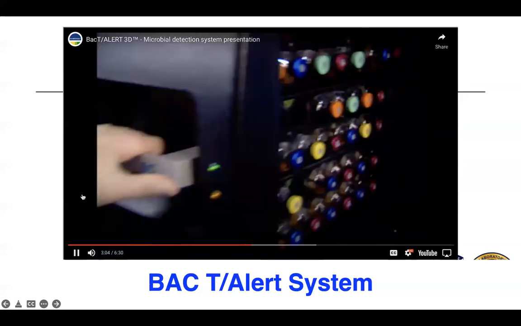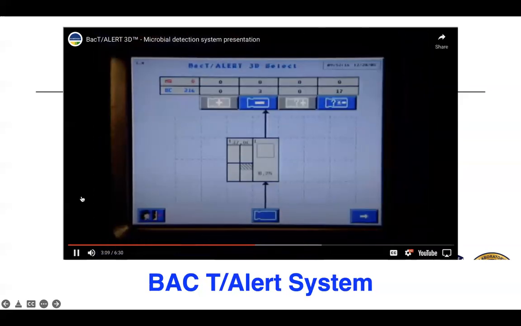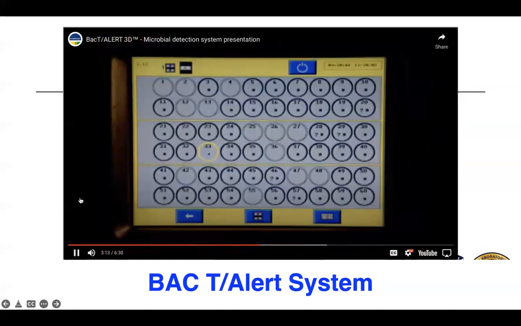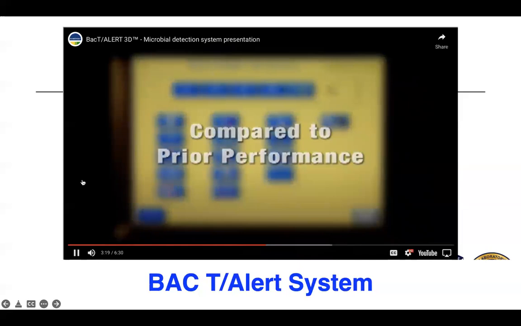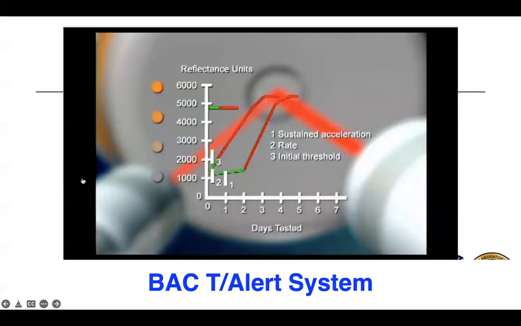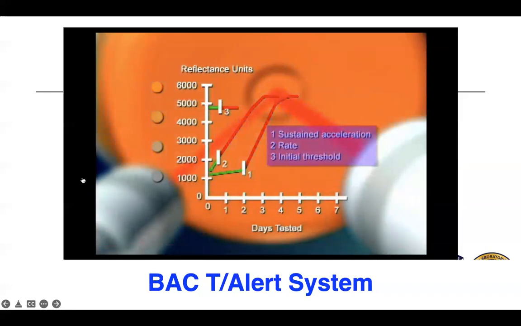If carbon dioxide production does not change significantly after a user-specified number of days, the sample is determined to be negative. With BacT/Alert 3D's advanced technology, each sample reading is compared to its own prior performance, rather than a predetermined system threshold. On this graph, the vertical white lines show the different ways the system determines cultures to be positive.